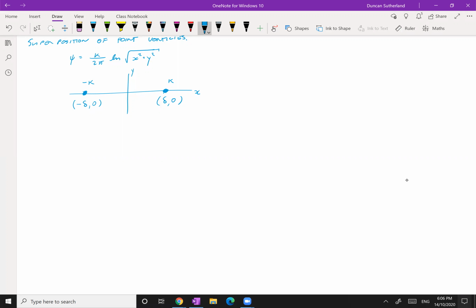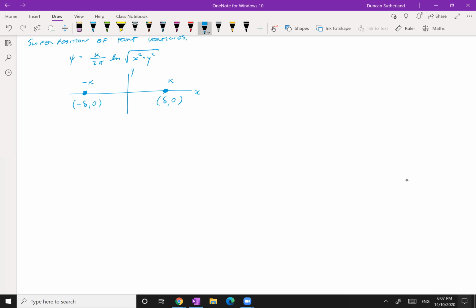Point vortices are irrotational, except at the points themselves. Therefore, everywhere except the points themselves, we have a velocity potential. Because we have a velocity potential, we can superpose velocity potentials. Now, what I'm talking about here is a stream function, right? The principle of superposition will also apply to stream functions.